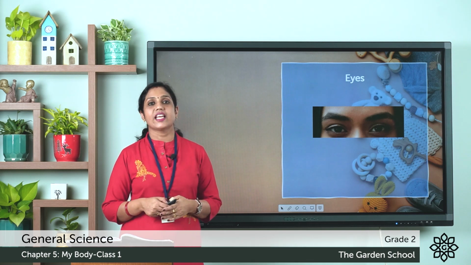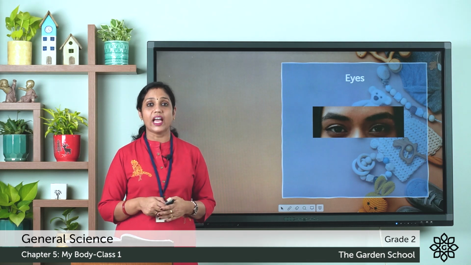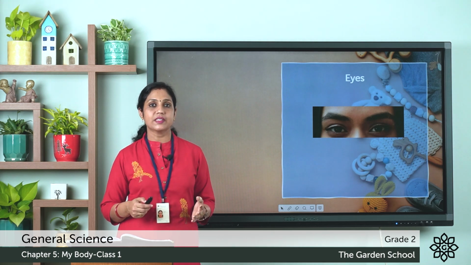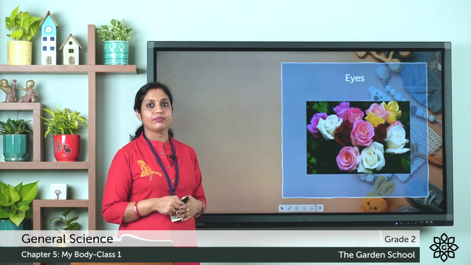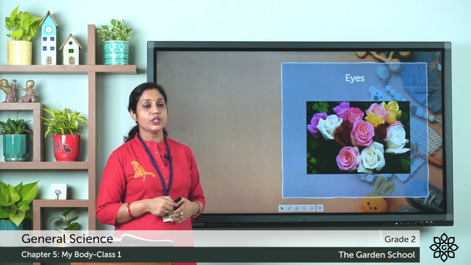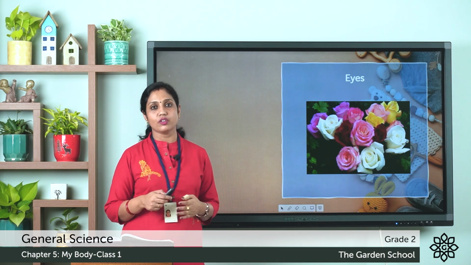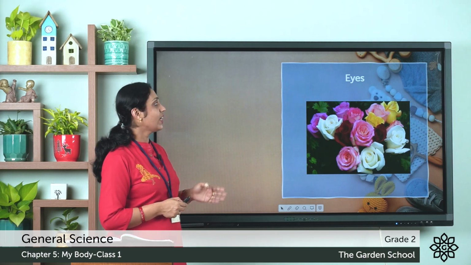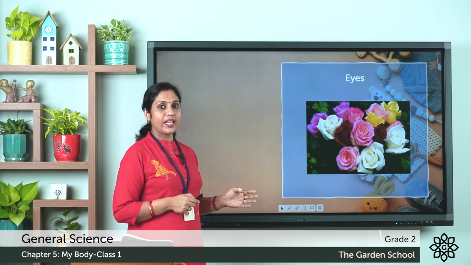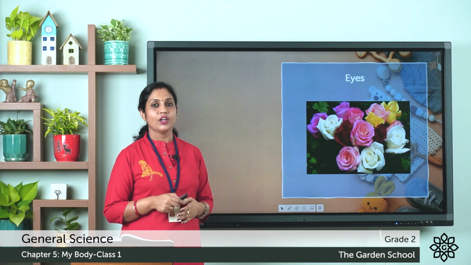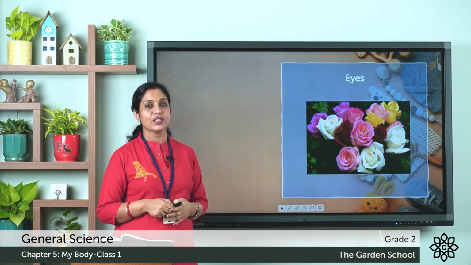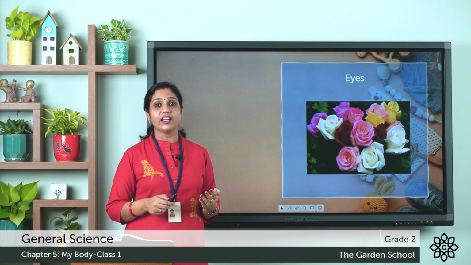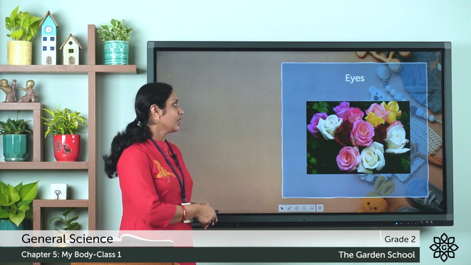First, let's take the eyes. So you all know we have 2 eyes. And what is the function of the eyes? Eyes helps us to see things, right? Here in this picture, you can see different colors of roses. So which all colors are you able to see here? You can see white, pink and yellow. Now how did you identify these colors? With the help of your eyes. So eyes helps us to identify different colors.